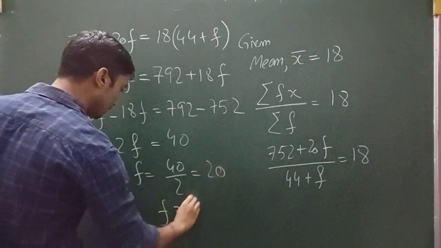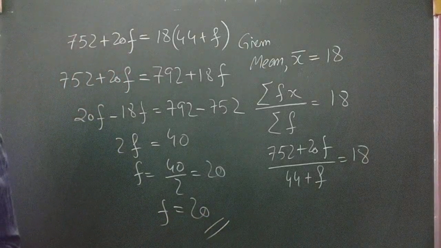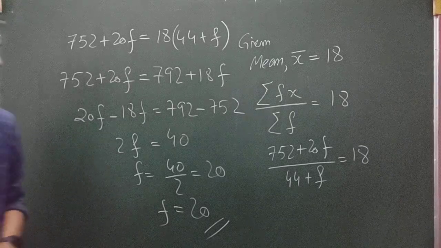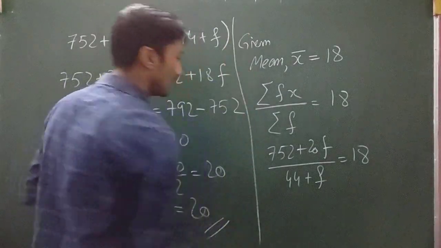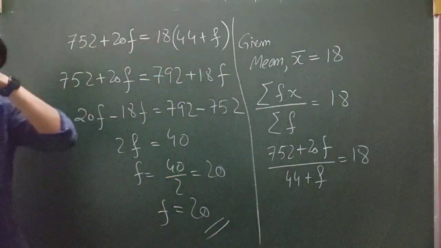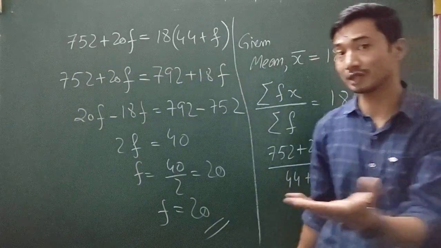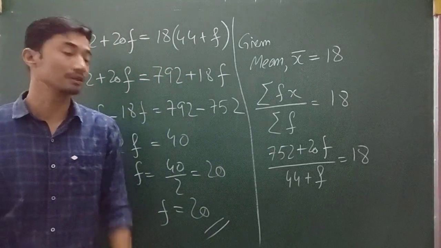That means our missing frequency was how much? 20. Our missing frequency was 20. Alright, so that's how you'll be using the direct method. It's a very simple method, not very complicated, but yes, calculation. I already told you right from the beginning, calculation, you have to be ready for it.